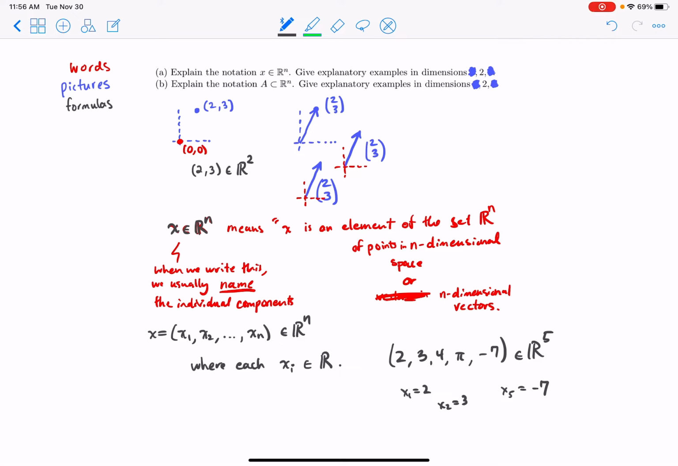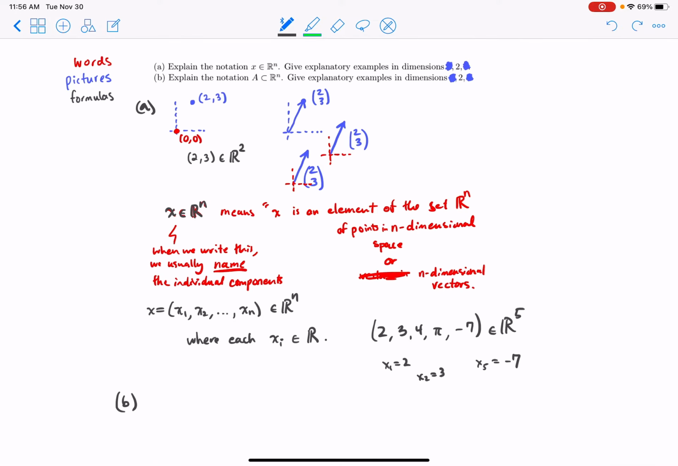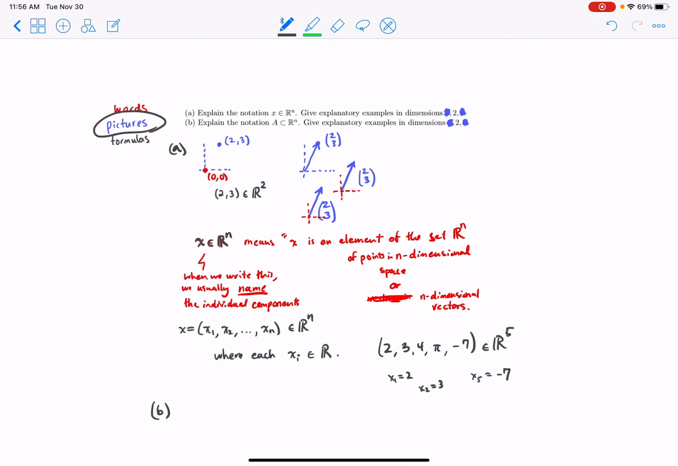Now we're done with part A. That was part A. Let's do part B. Explain the notation A subset R of Rn. Give explanatory examples in dimension 2. So I'll start with pictures.